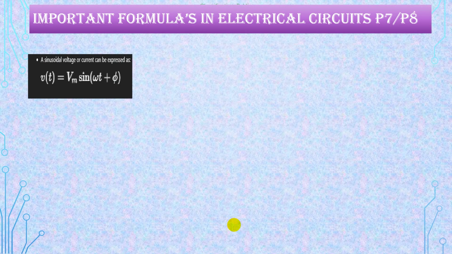If it is V, it is voltage. If it is I, it is current. Vm is the magnitude, or maximum value, of the voltage. It goes from 0 to the maximum Vm, then comes back to 0, then goes to the negative maximum, then to 0. This is sinusoidal, a sine wave.